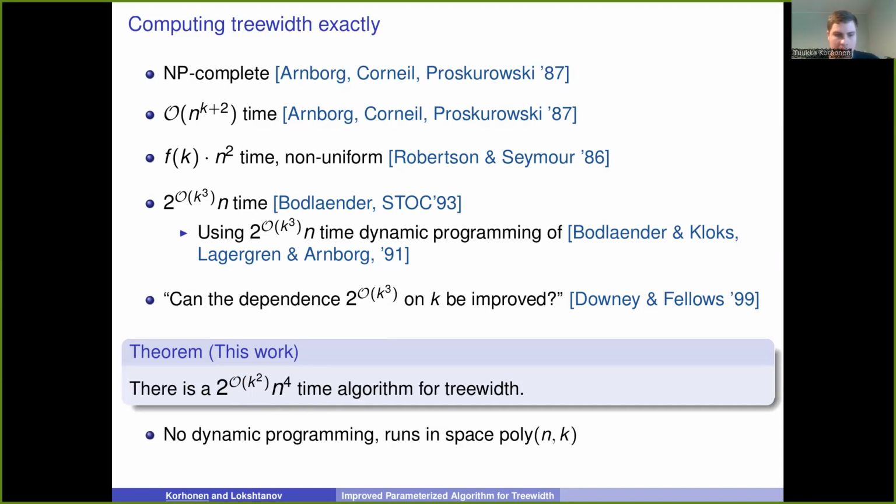An interesting thing about our algorithm is that it doesn't use any dynamic programming. These previous algorithms are very explicitly dynamic programming, and minor testing is like dynamic programming under the hood. But our algorithm doesn't use any dynamic programming, so it actually runs in polynomial space, and it uses very different techniques than the previous algorithms. So this can be seen as a completely new proof that exact computing of Treewidth is FPT, parameterized by Treewidth.